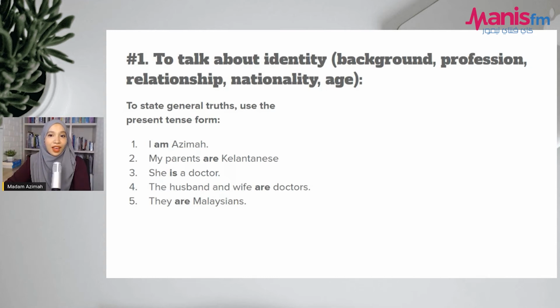Number 5, they are Malaysians. So this is the nationality. They are Malaysians. All right.